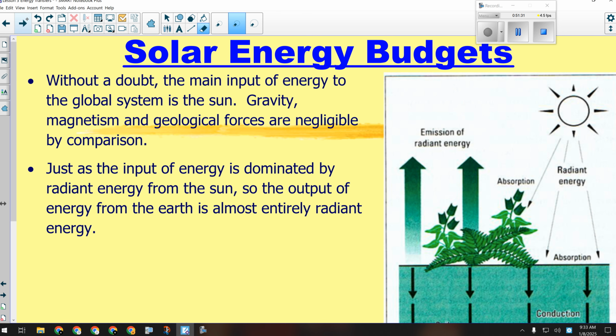All right, so obviously the biggest input that we're going to be talking about here is solar energy. It is far and away the main source of energy on Earth. Everything else is tiny by comparison. Even in terms of volcanism, geothermal, all of that kind of stuff, it's nothing compared to the amount of energy received from the sun.